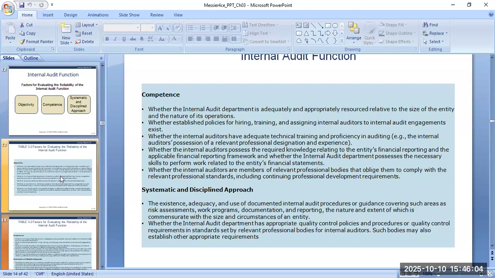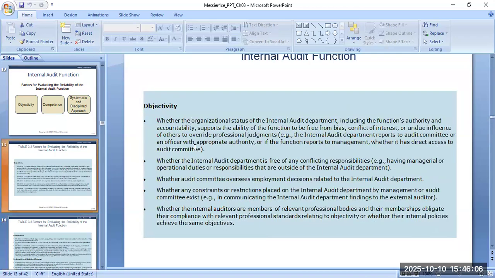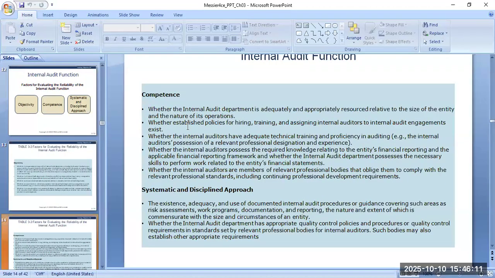So basically, again, we start with the objectivity. Are those people objective? Second, are they competent? And what kind of approach do they follow? Do they have a systematic approach, which is supported by documents, by procedures, by structures, which are made in the company, which support that internal audit function.